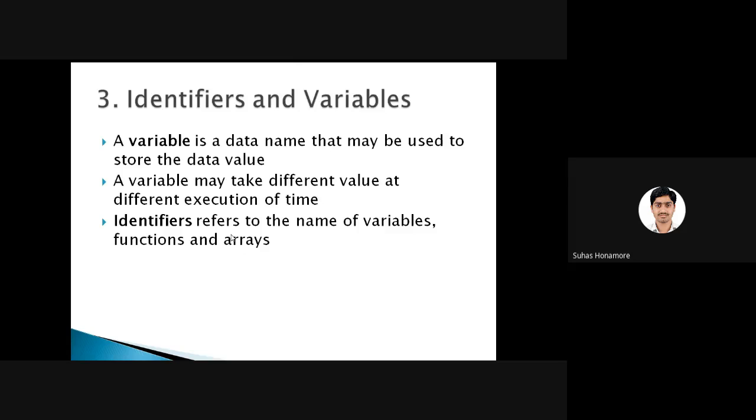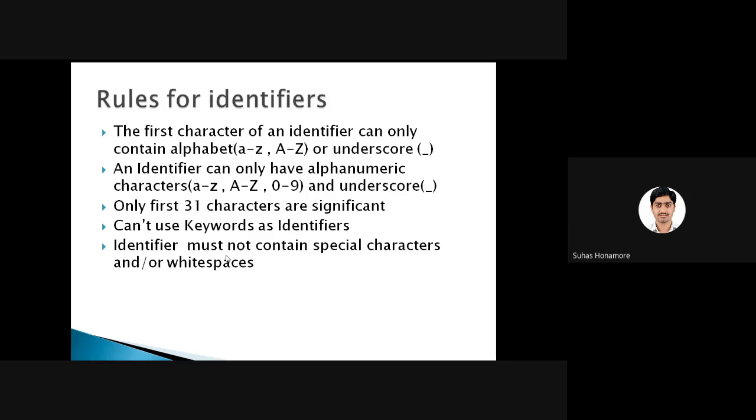Now, for writing identifiers or variables, we have some rules: how to write the identifiers or how to write the variable names. In C you have some rules, so we will study those rules. Basically we have 5 rules, and these are the 5 rules here. The first rule is that the first character of an identifier can only contain an alphabet.